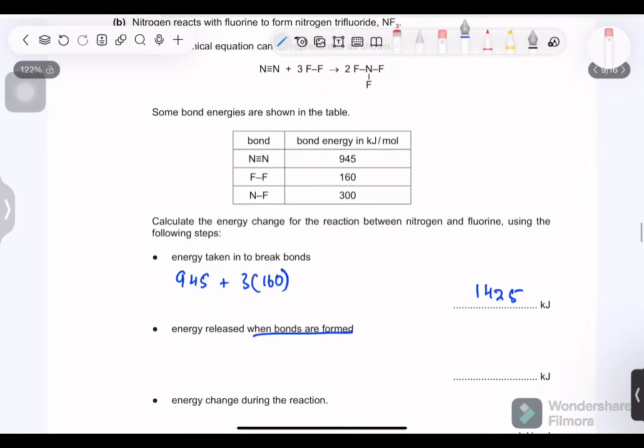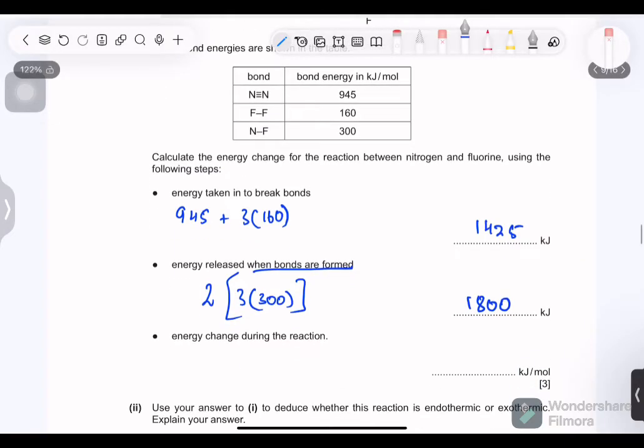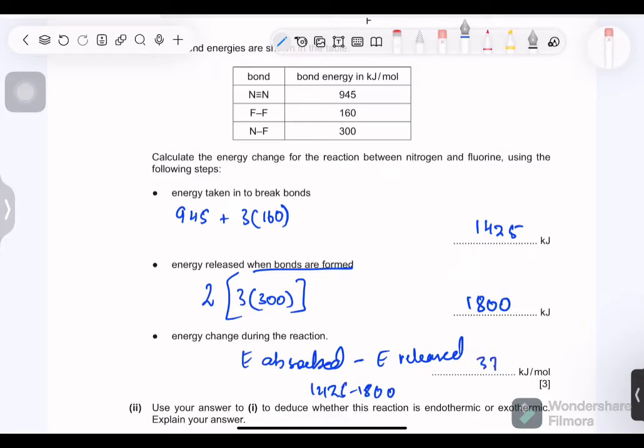Energy released when the bonds are formed is on the right side. So we have 3 nitrogen and fluorine bonds, so 300, and we have this twice. So 6 times 300, which will be 1800. The energy change during the reaction will be calculated by subtracting the two. Energy in minus energy out is the correct formula: energy absorbed minus energy released. So 1425 minus 1800, which will be minus 375.